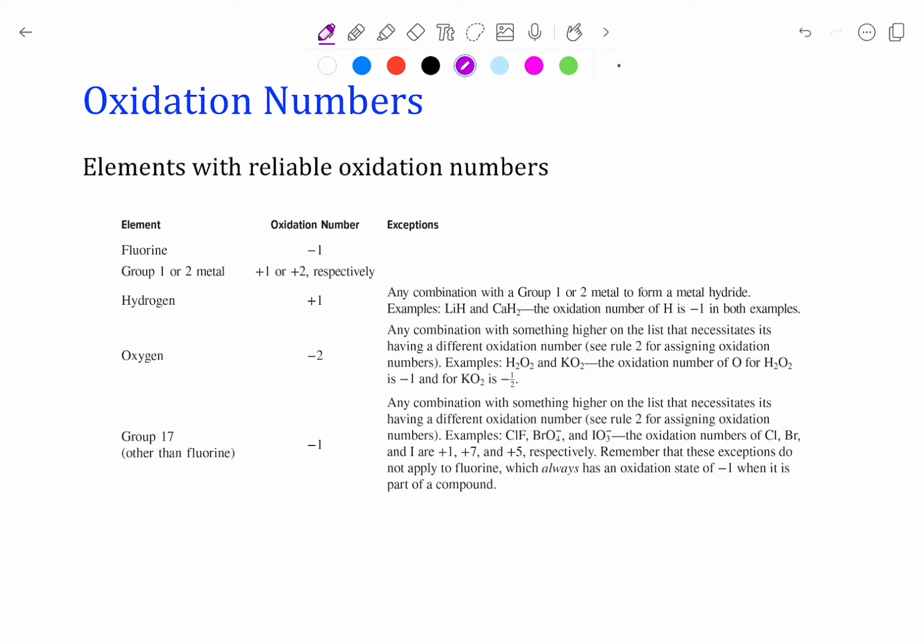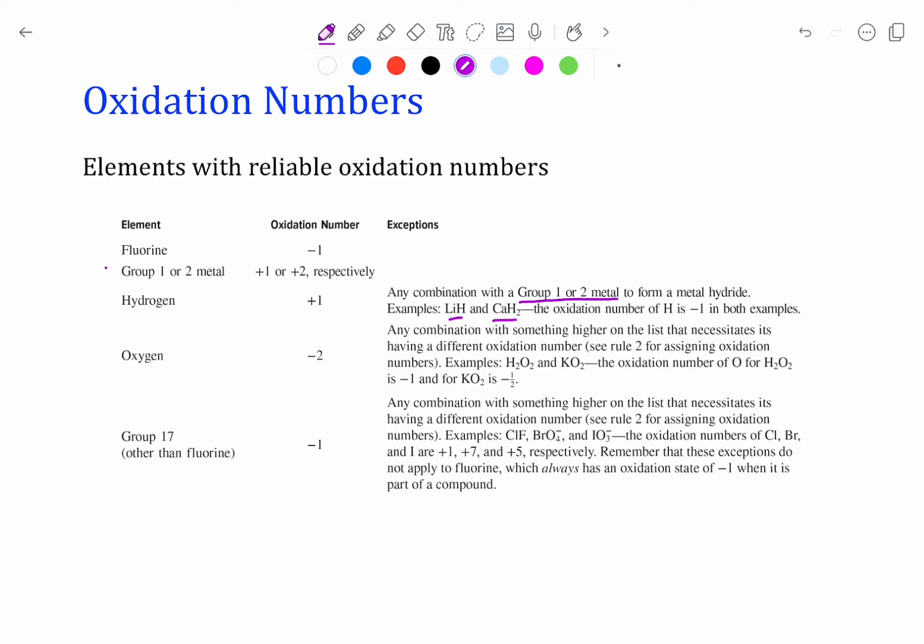Hydrogen will always have an oxidation number of +1. The only exception to that is if it's with a group 1 or group 2 metal and forms a metal hydride. So if we have LiH or CaH2, well then our group 1 and 2 metal oxidation number rule wins out. So this is kind of like a hierarchy. Fluorine is going to be the top one. Then you have group 1 or 2.